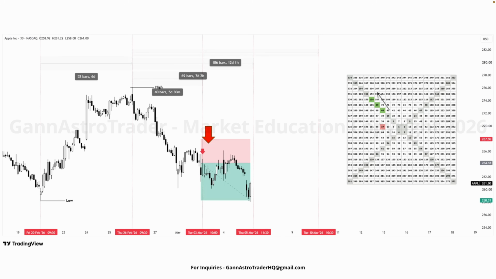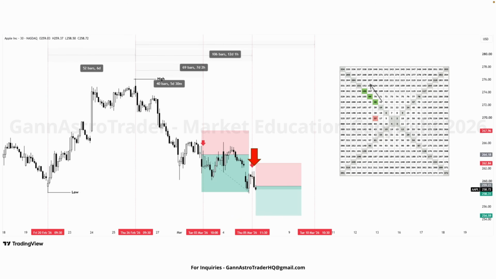Buyers attempt to support price, but each recovery is met with additional selling pressure. Eventually, the sellers overwhelm the buyers, and Apple starts moving lower toward the projected downside area. Notice the transition here. Initially, buyers were in control, then momentum weakened, and finally sellers took over. This is exactly the type of price reaction we want to observe around a calculated timing window.